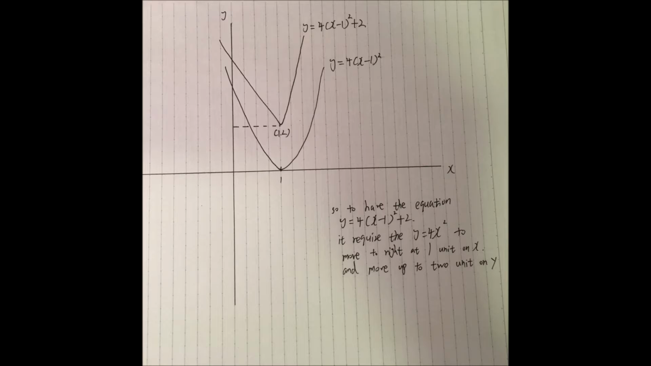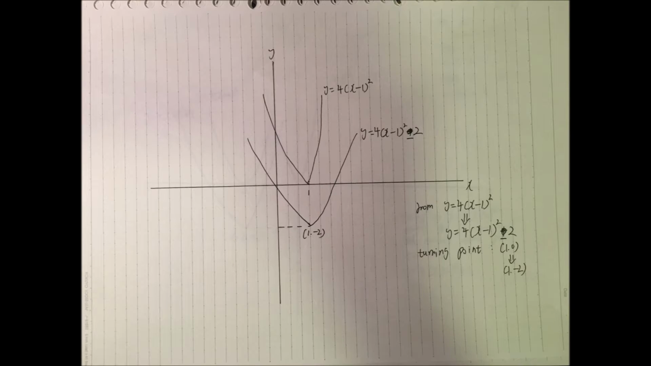And then, if moving the graph down by 2 units, we simply need to rewrite the equation y equals 4 times (x minus 1) squared as y equals 4 times (x minus 1) squared minus 2. It is the opposite of moving the graph to the top.